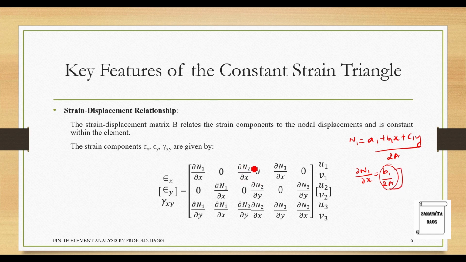Similarly, you can calculate dou N2 by dou x, dou N3 by dou x by using the equations of N2 and N3 and derivative. You can also calculate the derivative of these terms with respect to y. So this is y. Dou N1 upon dou y, dou N2 upon dou y, and dou N3 upon dou y. You can calculate all of them and substitute over here. This is u1 v1 for node 1, u2 v2 for node 2, and u3 v3 for node 3. So once you know these values, you can find out the unknown values of displacement. So this is a relation between the strain and the nodal displacements.